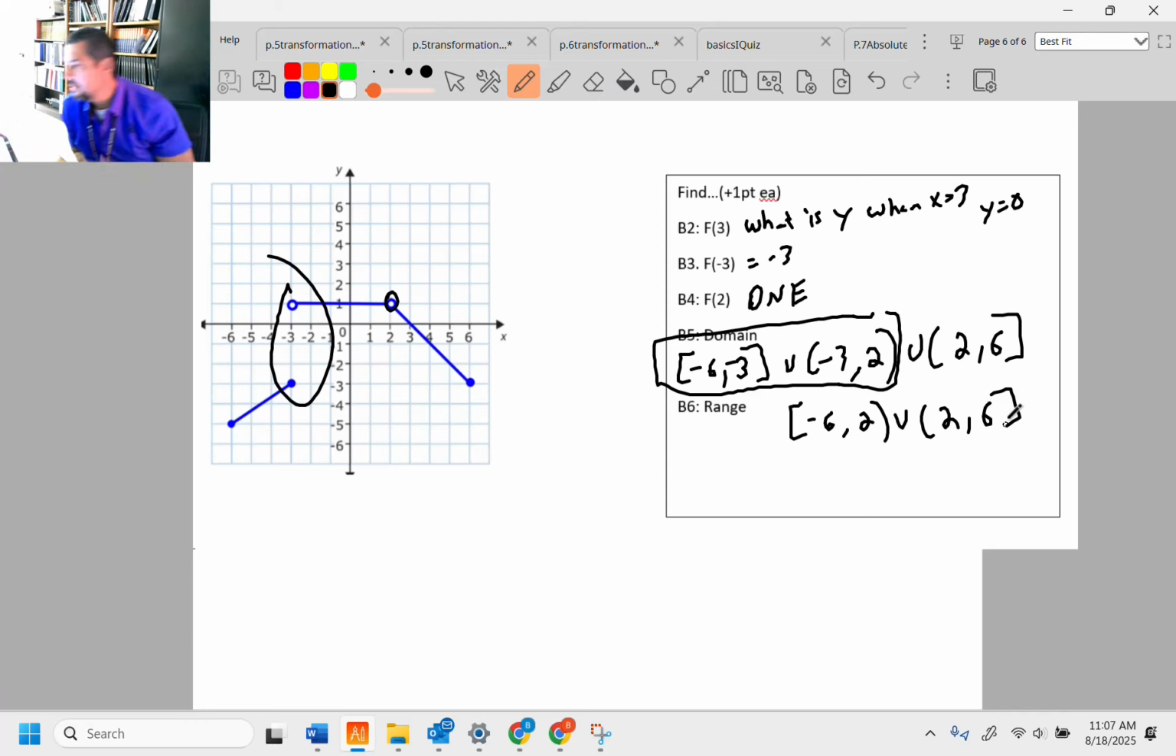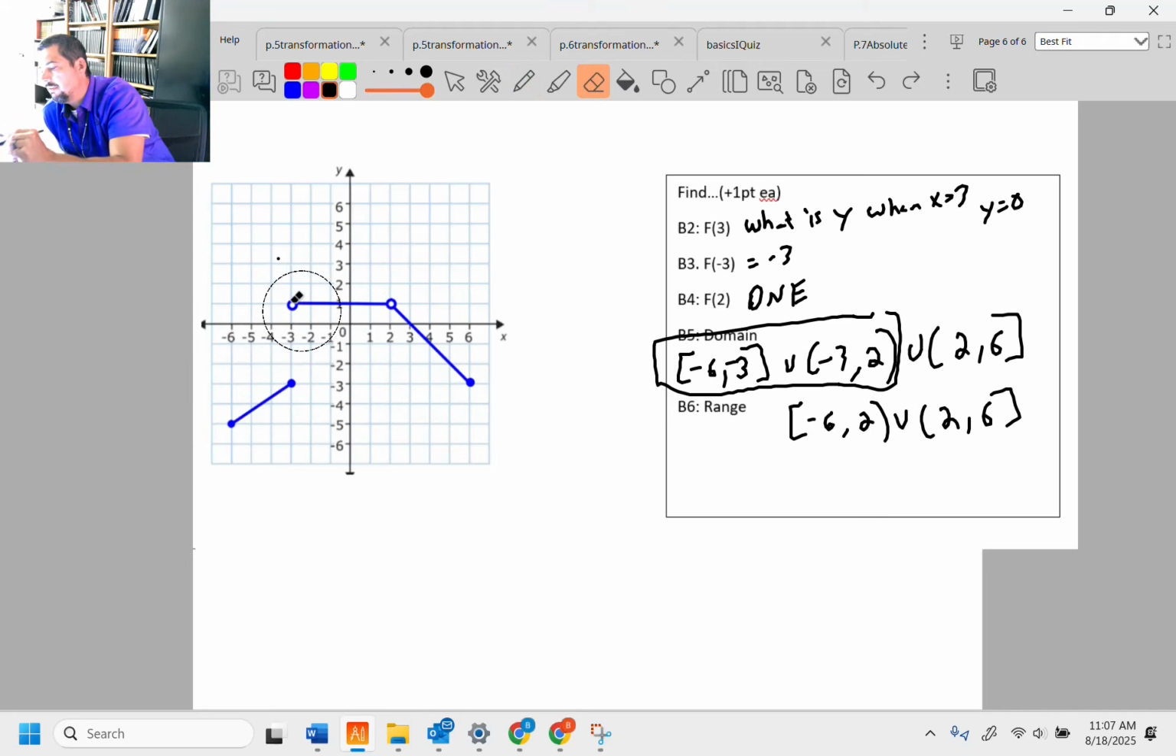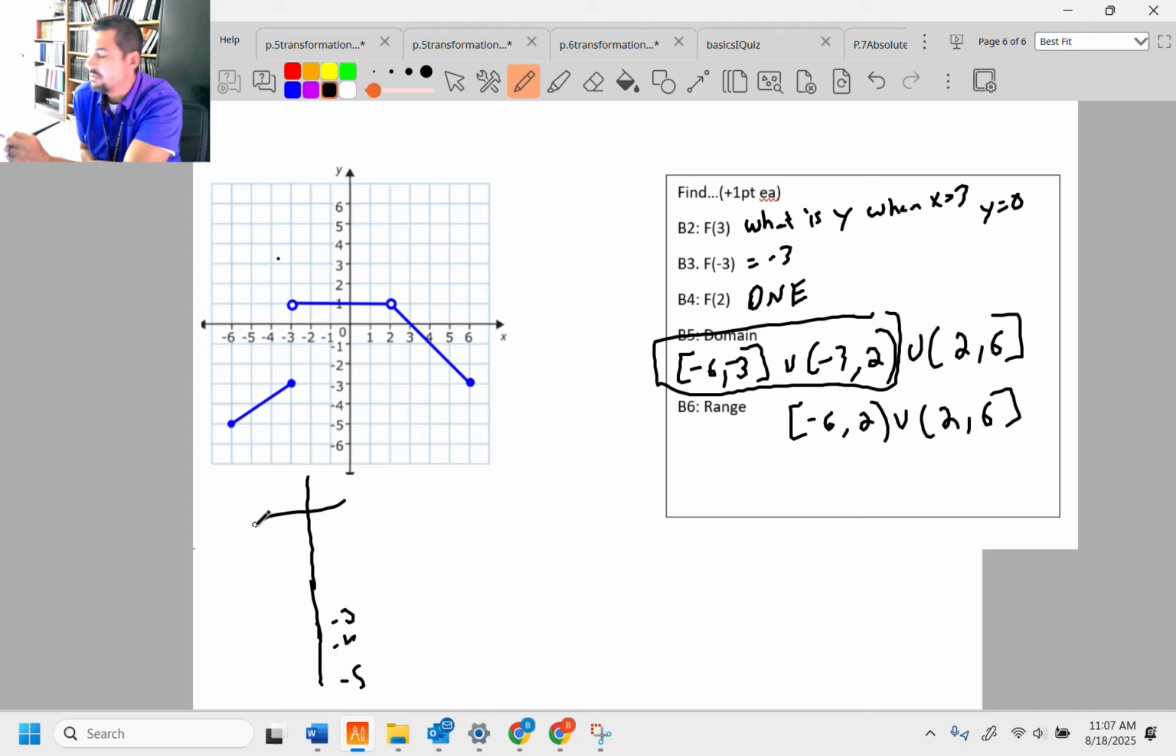Range on this one is another thing. What gets kids is the open dots. So, just think about this as a little table here. The low y value is negative 5, and then y can be negative 4, and then y can be negative 3 right there, right? Let me give myself some more room here. And I wish I knew how to make this more clear for a small subset of my student body. Y is allowed to be negative 2 because there's a y value there.